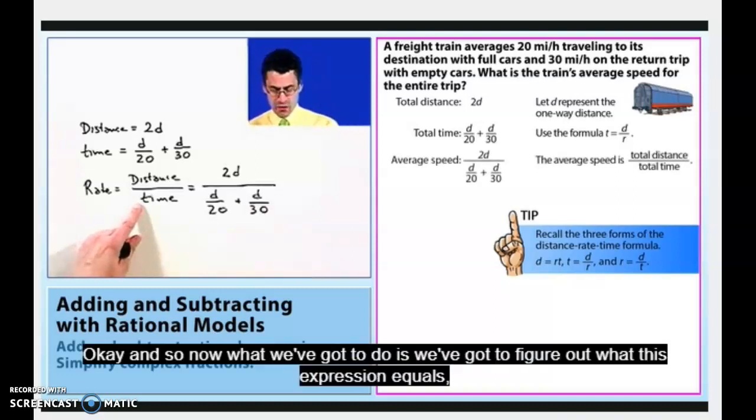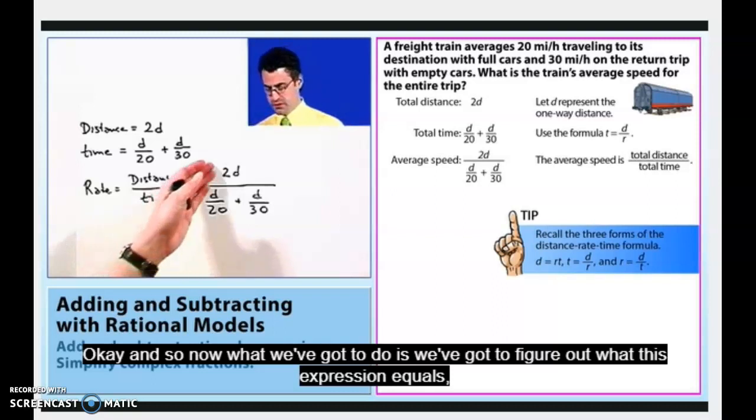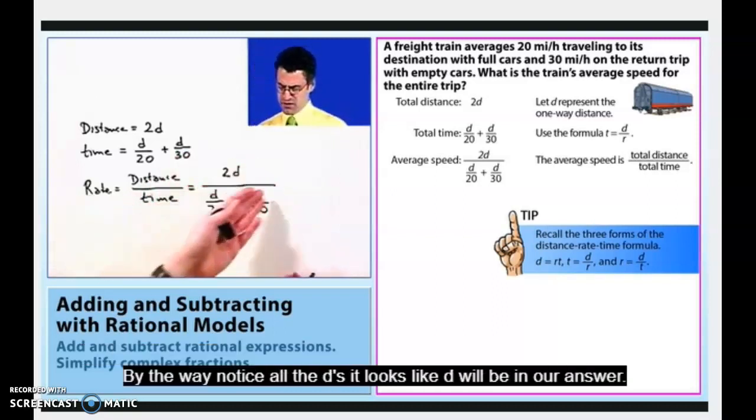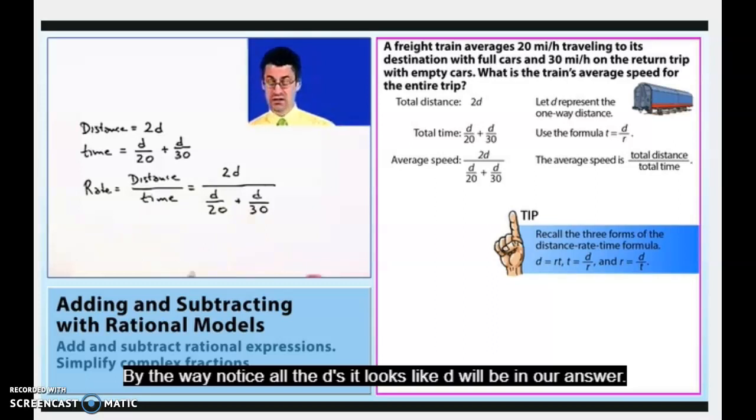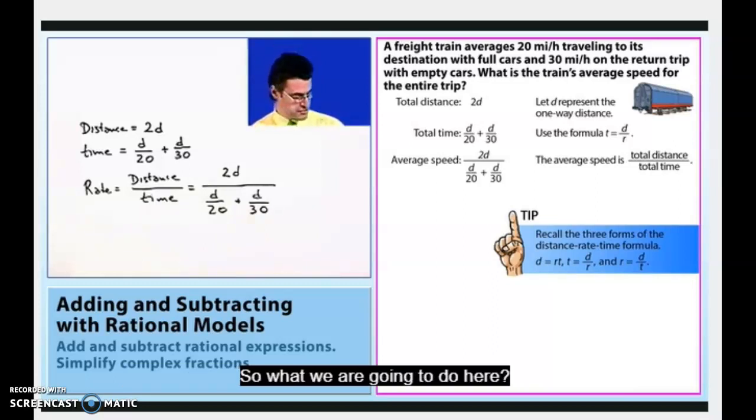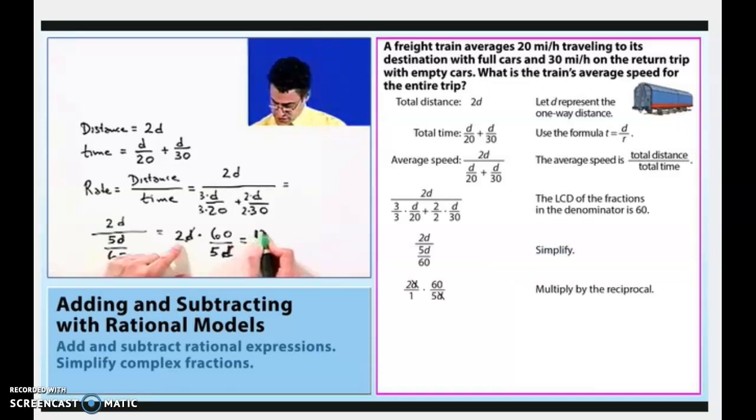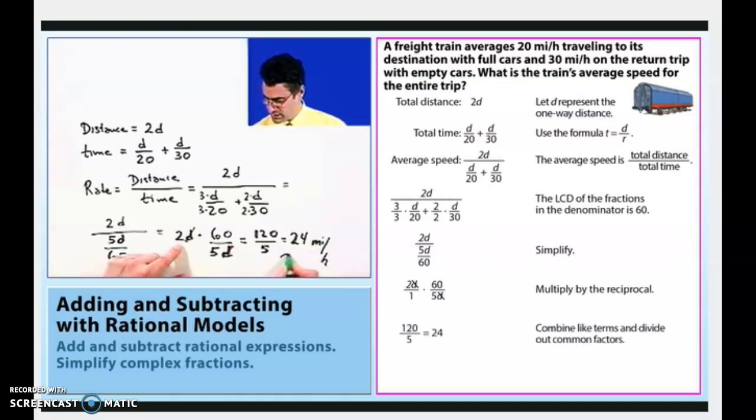Okay, and so now what we've got to do is figure out what this expression equals. That's the rate. That's what we're after here. By the way, notice all the d's. It looks like d will be in our answer. Let's see if that's really true or not. So what are we going to do here? Well, there's lots of, and 20 over 5, which equals 24 miles per hour.